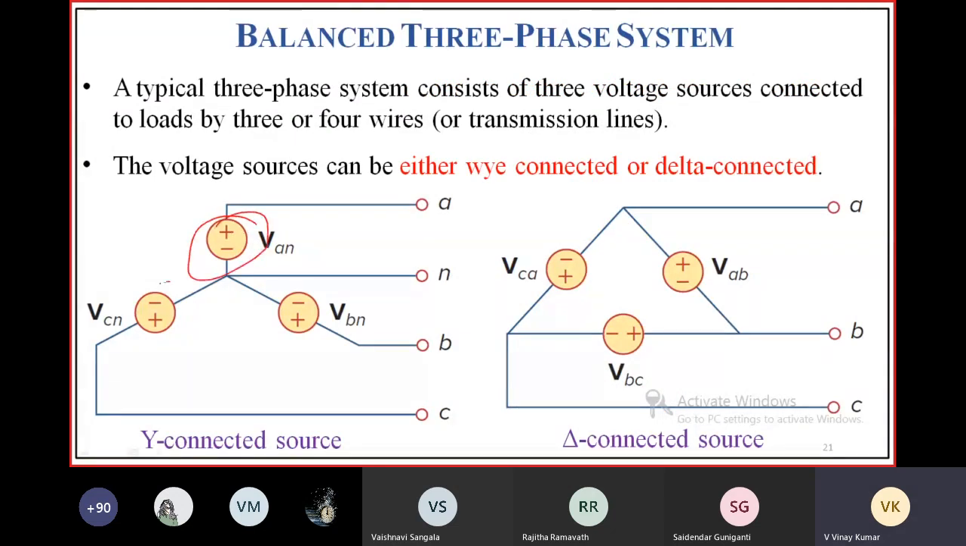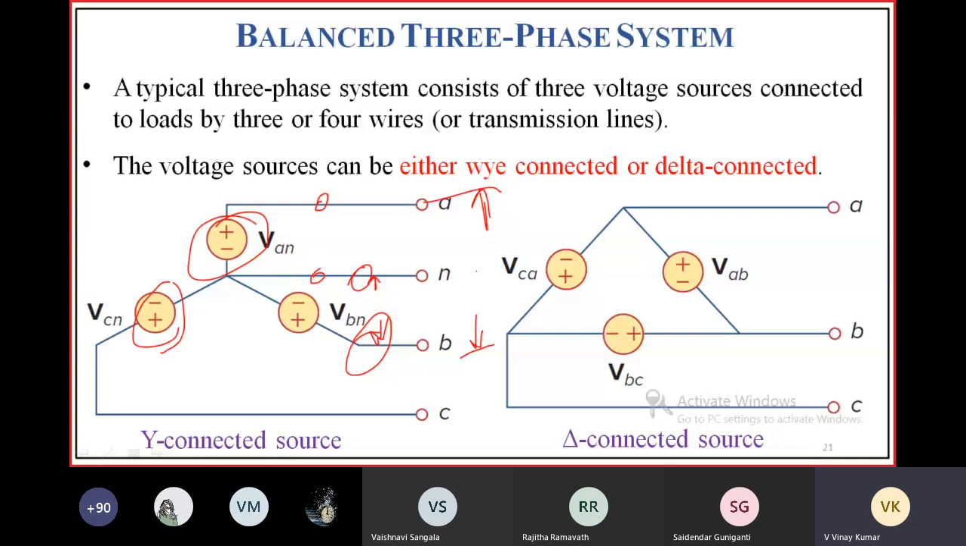This is phase voltage. VCN is phase voltage only. VBN is also phase voltage. Voltage which is measured between these two points. The voltage at this point with respect to this point is VBN. The voltage at this point with respect to this point is VAN. The voltage at this point with respect to this point would be VAB.